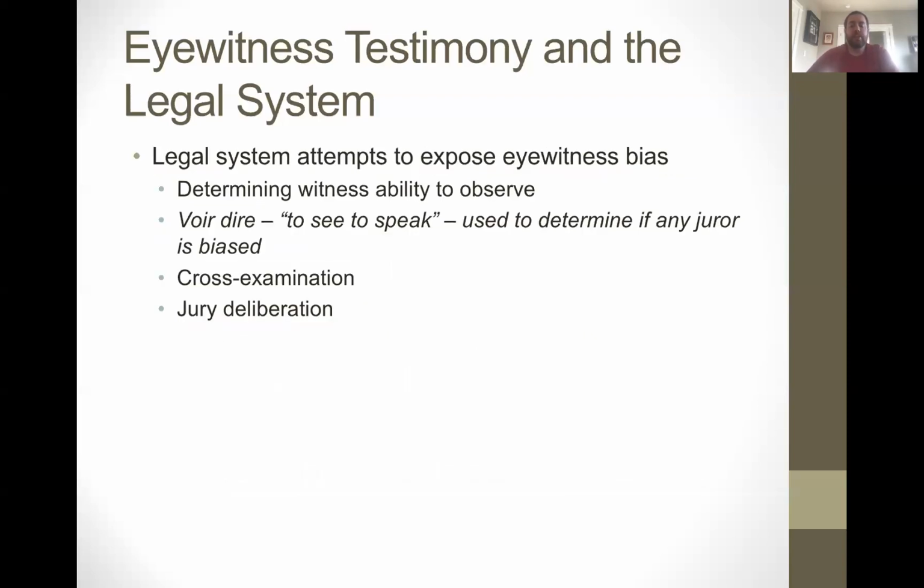So here, the different ways the legal system attempts to expose witness biases. Determining witnesses' ability to observe would be happening at the investigation level, so what police and detectives would be doing. The voir dire process, which we talked about with jury selection, should be happening to ultimately see how biased jury members are towards witness statements.